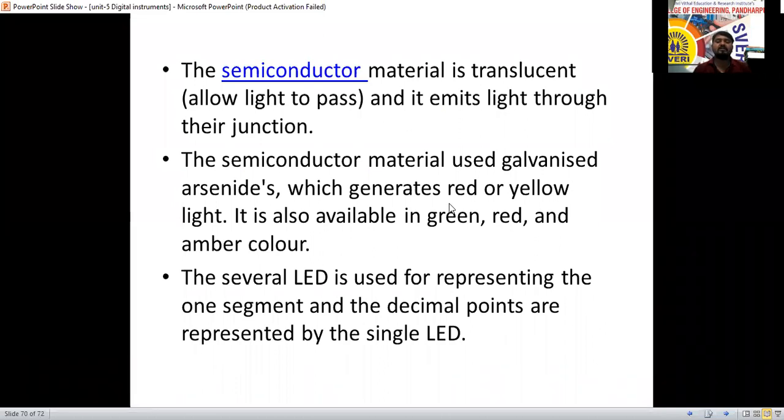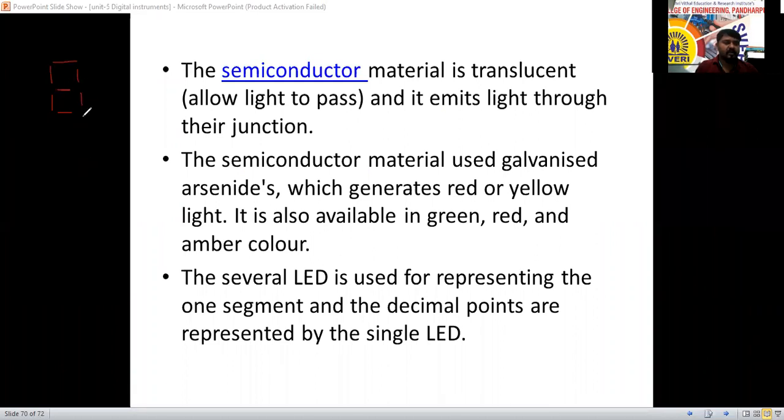Several LEDs are used for representing one segment, and several points are represented by a single LED. We can make a 7 segment display using LEDs. In a 7 segment display we use 7 LEDs for the display of a digit. 1, 2, 3, 4, 5, 6, 7.